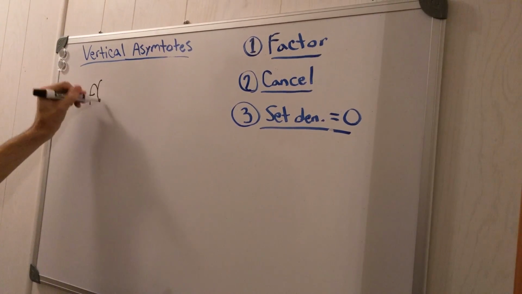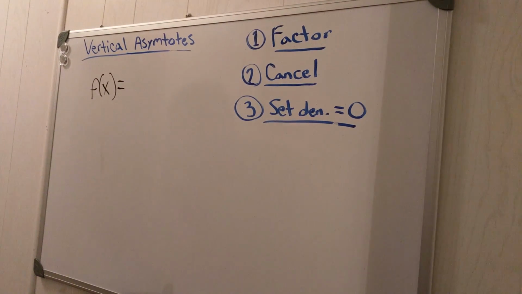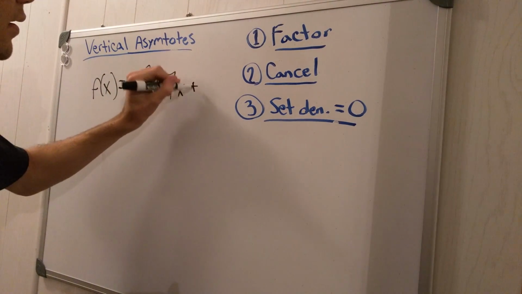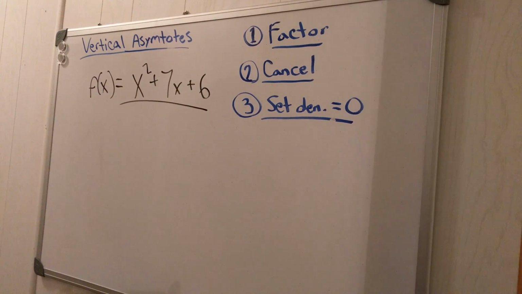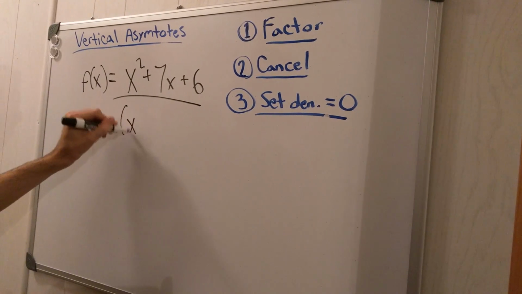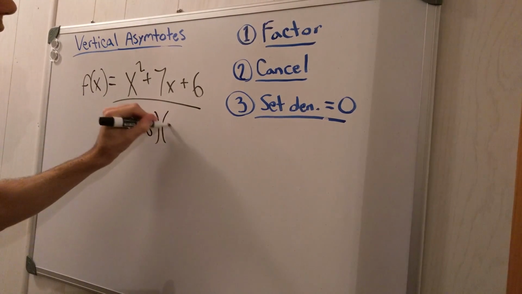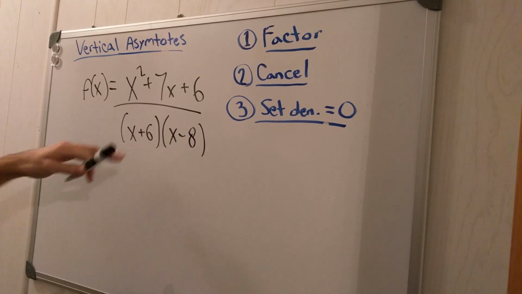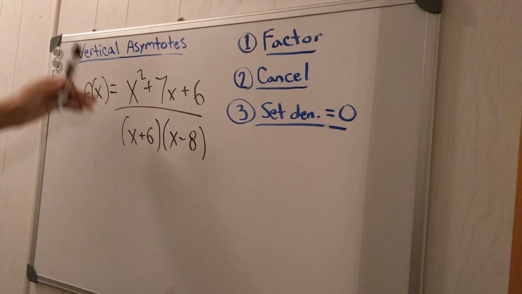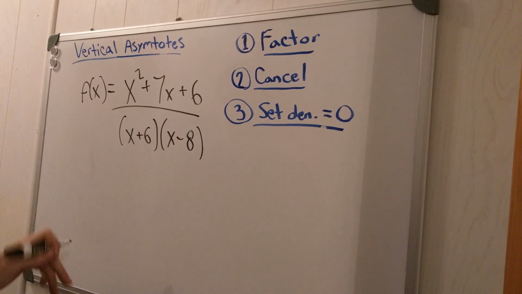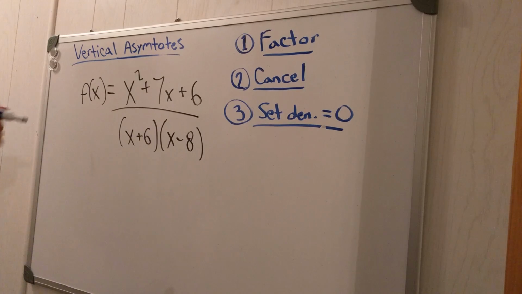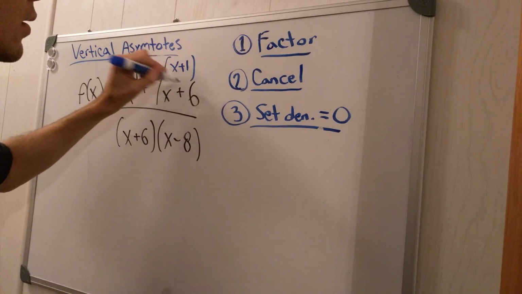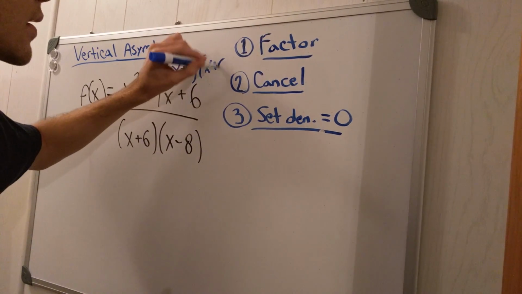Alright, now if we have f of x equals x squared plus 7x plus 6 all over (x plus 6)(x minus 8). As you can see, the denominator is already factored, so all we need to do is factor the numerator. If you factor x squared plus 7x plus 6, you get (x plus 1)(x plus 6).